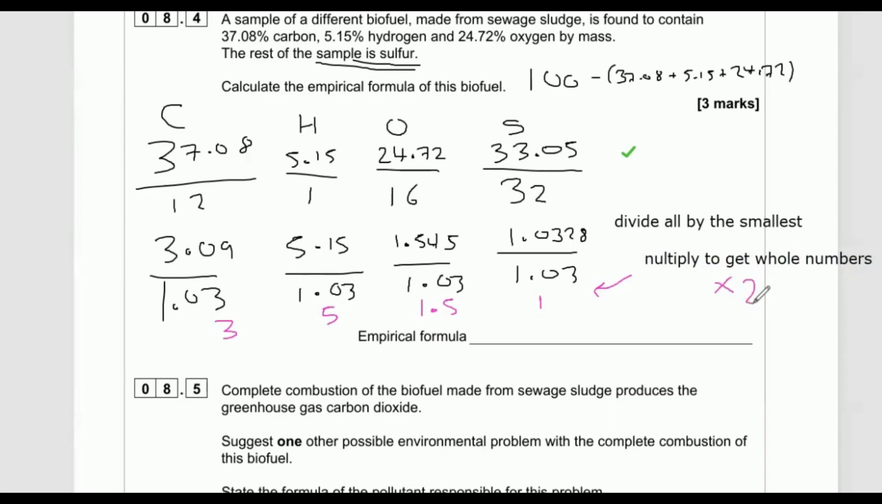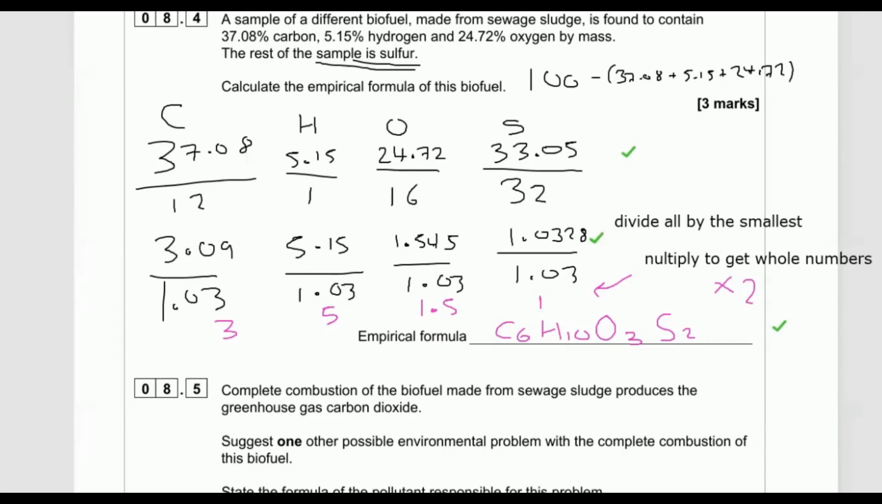Yes, we must multiply. And then we're going to get carbon 6, hydrogen 10, oxygen 3, and sulfur 2. And that is going to get us our 3 marks. Okay, beautiful.